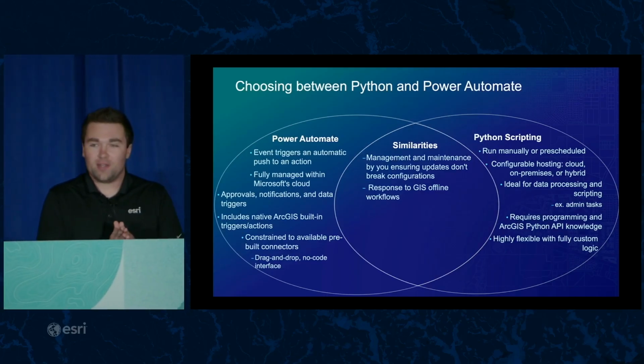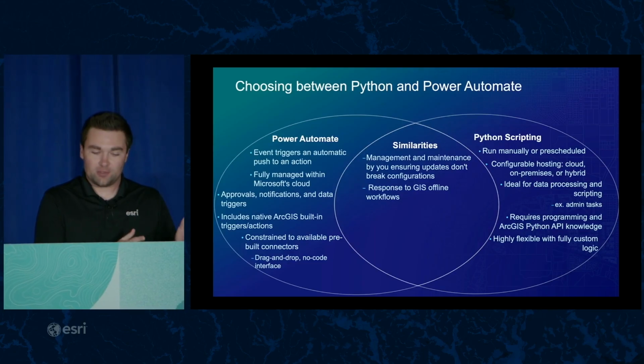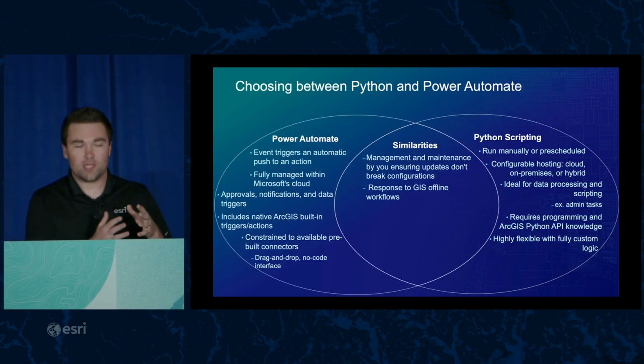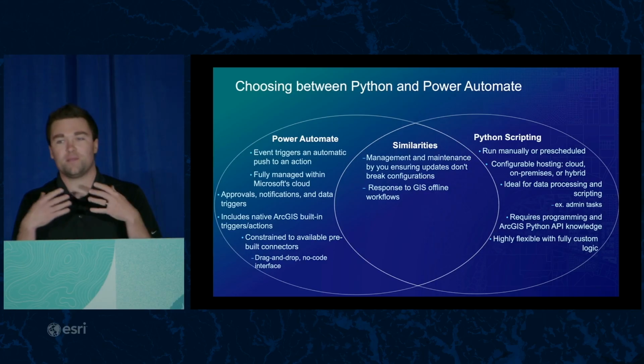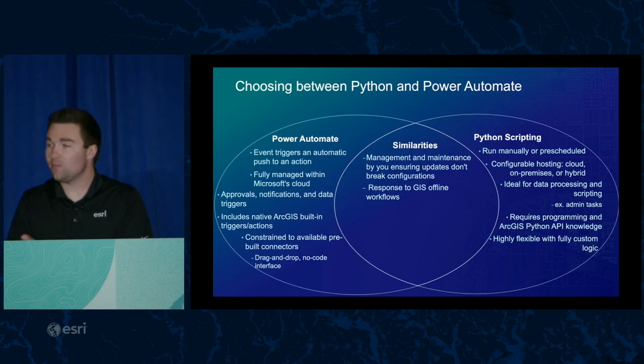So the advantage of Power Automate is that an event triggers an automatic push to an action. Like we saw with when a new record is submitted to a feature layer, when that happens, then something automatically happens in our Power Automate webhook. Power Automate is fully managed within Microsoft's cloud ecosystem, so you are working within that Microsoft system. It is a really good tool for approvals, notifications, and various data triggers. So when something happens, you need a result to happen as nearly as soon as possible.